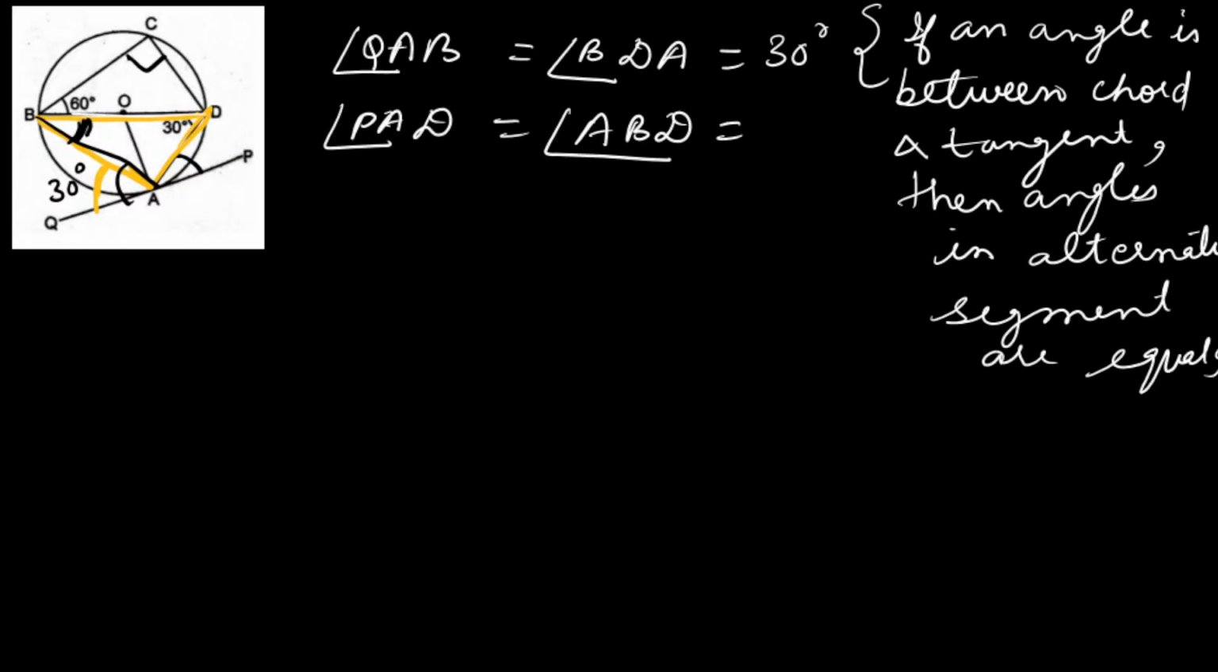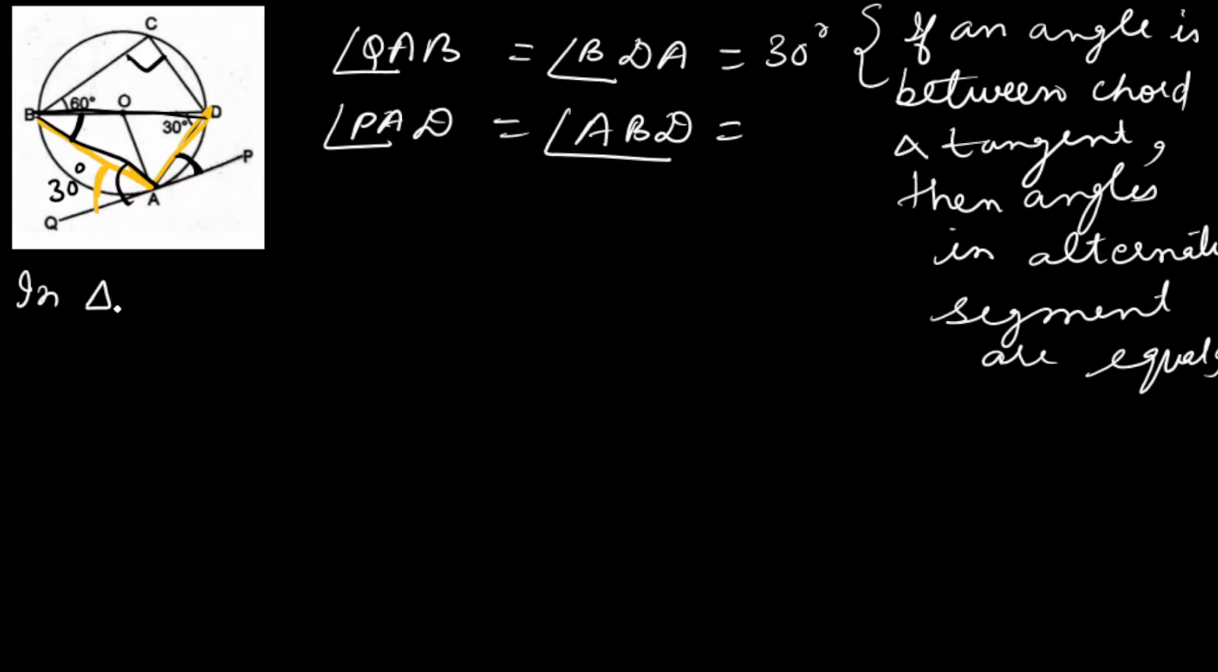If you just see here, the endpoints of the chord are making one angle on the circle. So this is angle ABD. I hope you can see here, this is angle ABD. So angle ABD is equal to angle PAD. That means we have to find angle ABD. ABD we can easily find. How to find angle ABD?